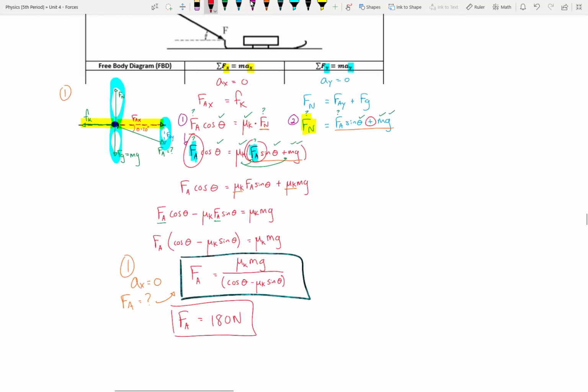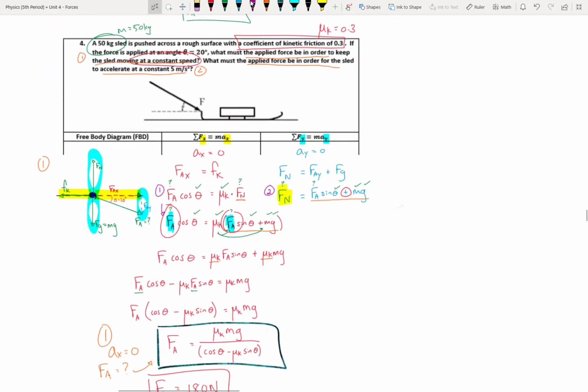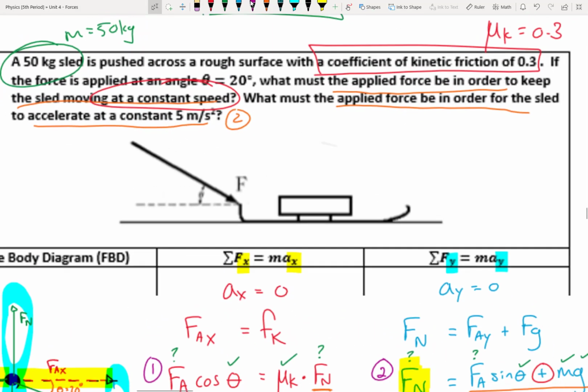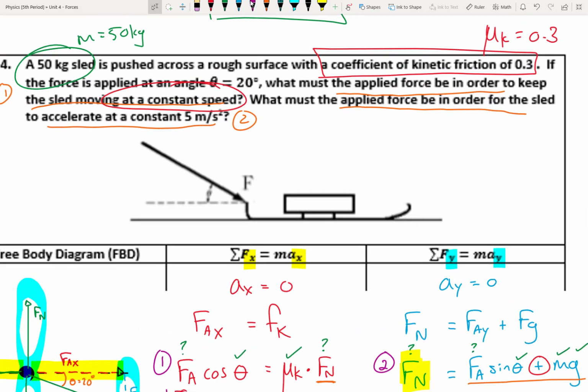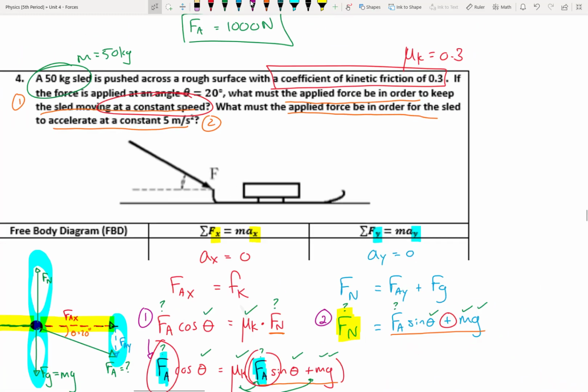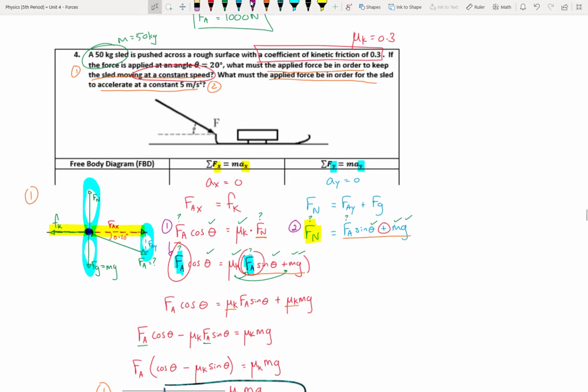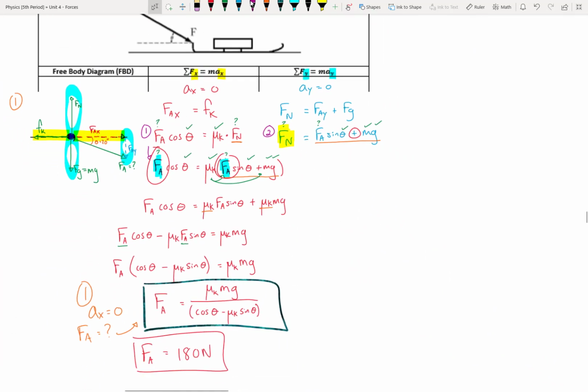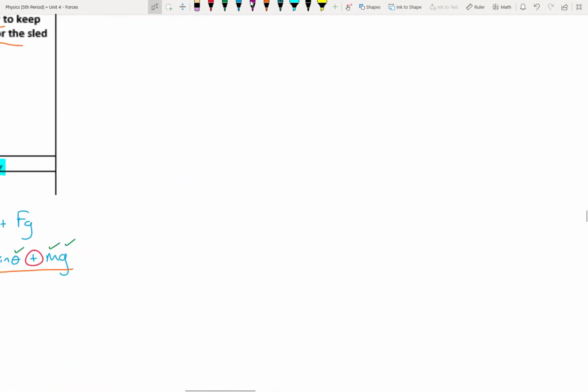All right, the second part of this question then is, instead of having it move at a constant speed, let's have the same setup, but we want it to accelerate at 5 meters per second squared. Assuming to the right, because that's the direction of our force, downward and to the right. So if we were to take, let's go over here, we got some more space. Here's part 2, where the acceleration in the x needs to be 5 meters per second squared.